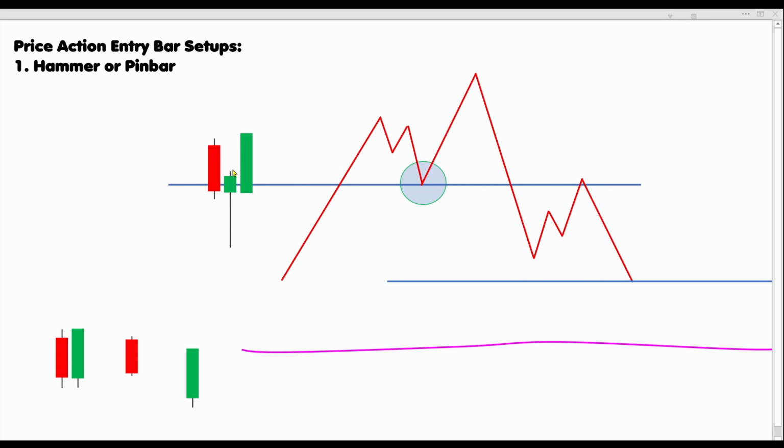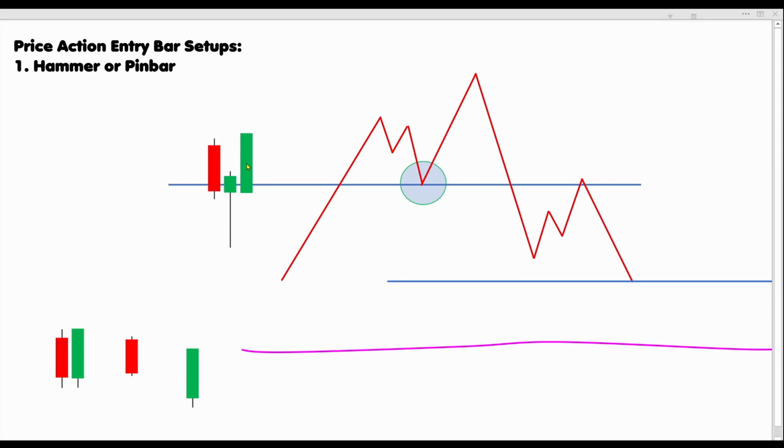And the entry point, how I use it, and how it is usually used in this technique, is to use a stop market or stop limit order 1 tick above this bar here, usually here. So when the price action comes here and takes this to the upside, it will take the order, execute the order, and we're in. This is how I use it.